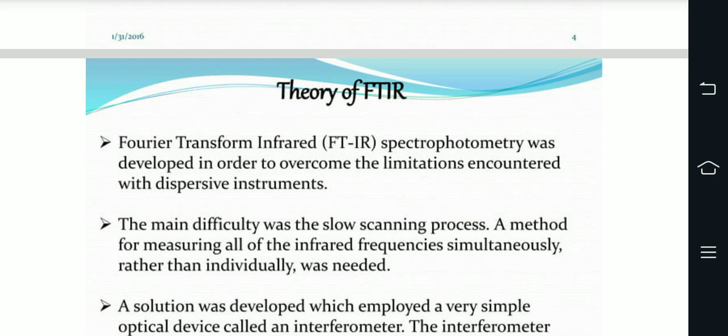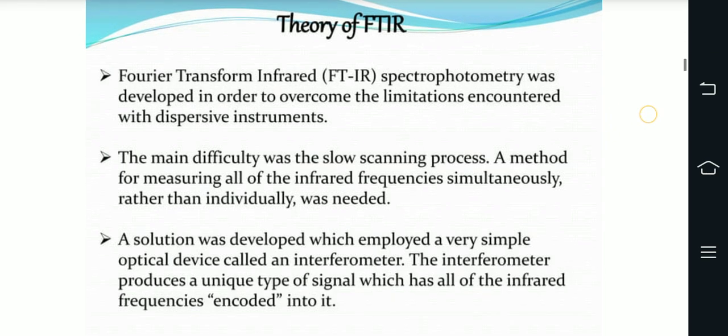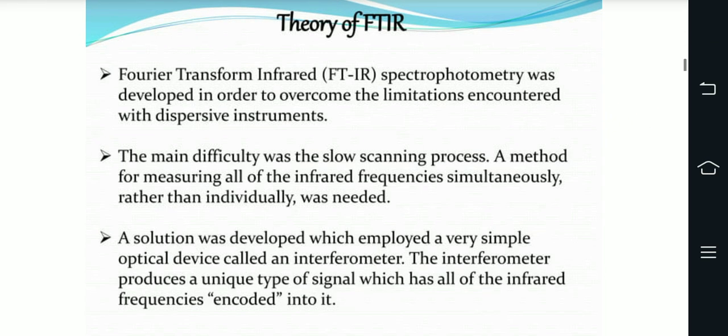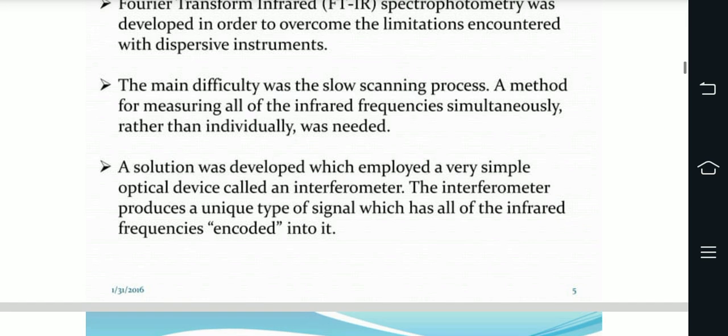Next, we discuss the theory of FTIR. Fourier transform infrared spectrophotometry was developed in order to overcome the limitations encountered with dispersive instruments. The main difficulty was the slow scanning process. A method for measuring all of the infrared frequencies simultaneously rather than individually was needed. A solution was developed which employed a very simple optical device called an interferometer. The interferometer produces a unique type of signal which has all of the infrared frequencies encoded into it.